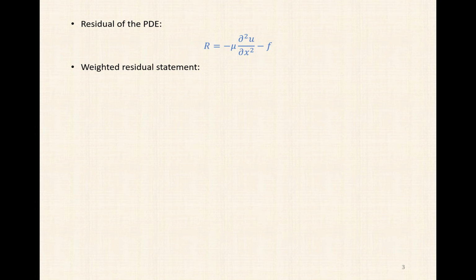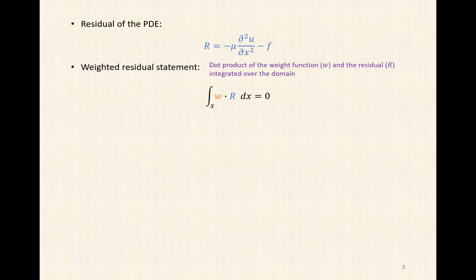What is the weighted residual statement? It is the integral of the weight function w multiplied by the residual, integrated over the whole domain, and this integral is equal to 0. We have the weight, so we are averaging over the whole domain. The dot product of the weight function w and the residual is integrated over the whole domain. This is the weighted residual statement, and this should be equal to 0.